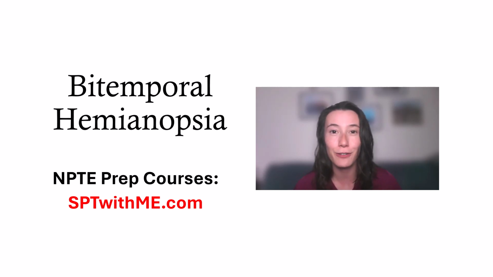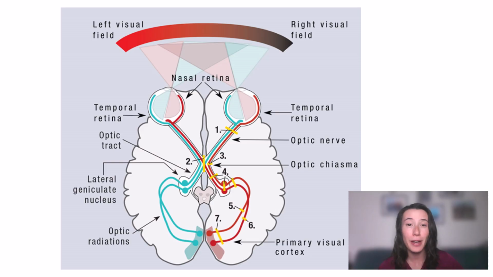Now, for what you're actually here for, let's talk about bitemporal hemianopsia. To learn about this topic, you have to know about the visual pathway. So let's talk about it. This image shows a top-down view of the visual pathway. So let's start off with our eyeballs. We're going to make our way back toward the back of the brain, starting off with the optic nerves.